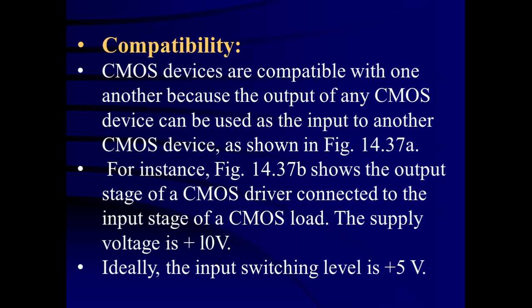CMOS devices are compatible with one another because the output of any CMOS device can be used as an input to another CMOS device, as shown in figure 14.37a. For instance, figure 14.37b shows the output stage of the CMOS driver connected to the input stage of the CMOS load. The supply voltage we are using is plus 10 volt. The ideal input switching level is going to be plus 5 volt.